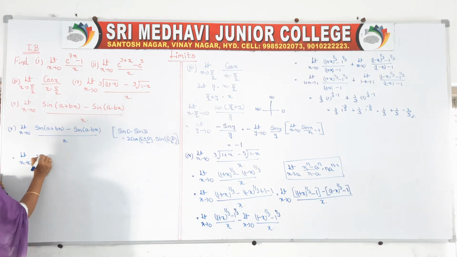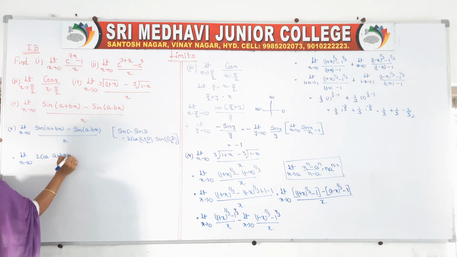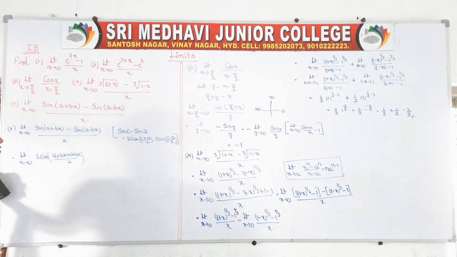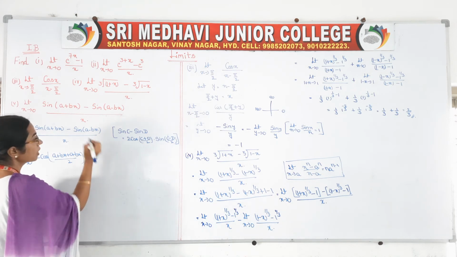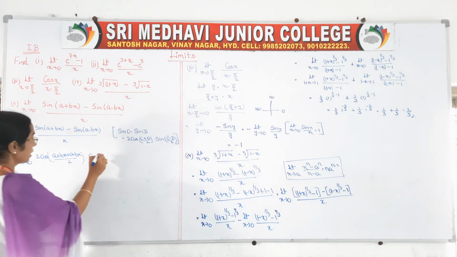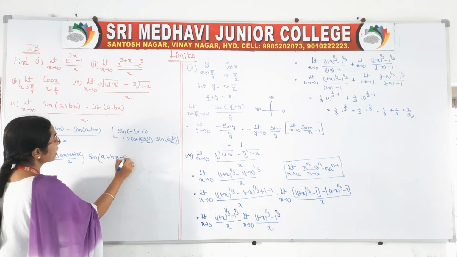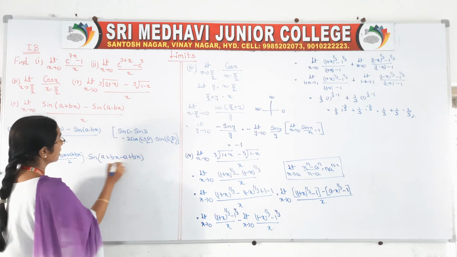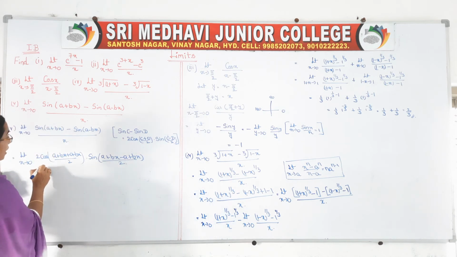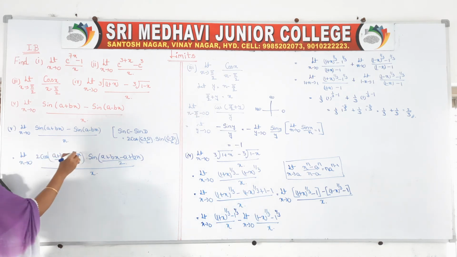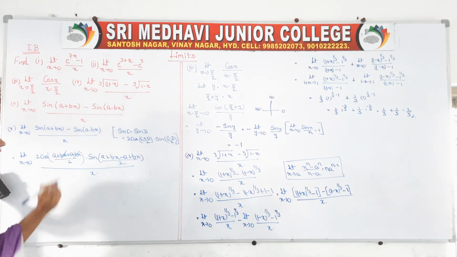Come on, 2 cos of, you consider this as c, so a plus bx plus a minus bx by 2, that is (c plus d) by 2, into sine of (c minus d) by 2, that is a plus bx minus a minus of minus plus bx by 2, by x is there. It is in the question only, x is there. Okay, so here minus bx plus bx cancel, a minus a cancel.